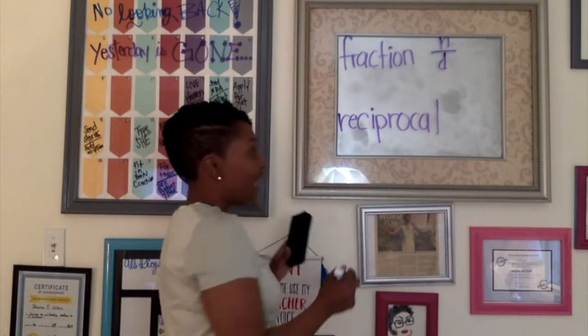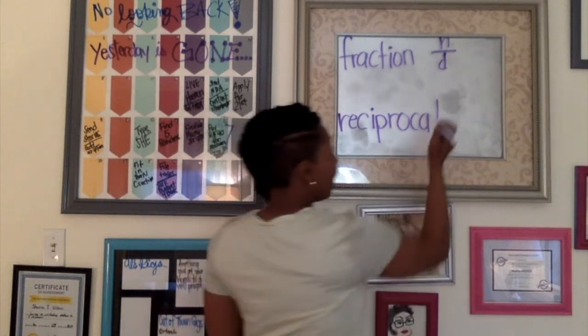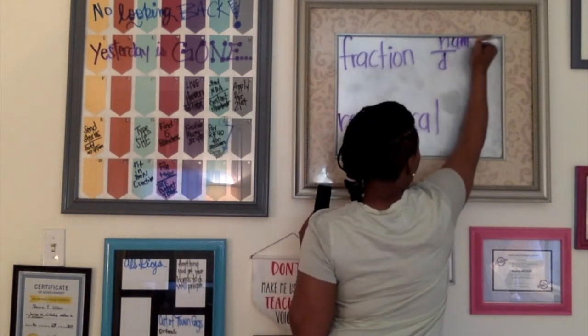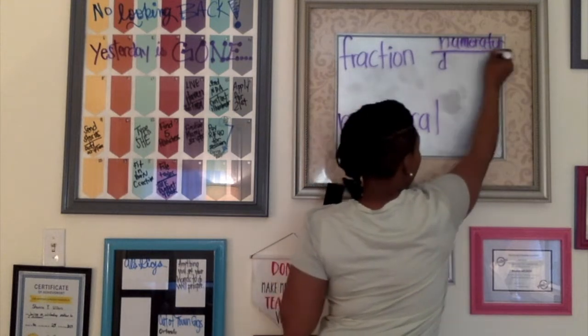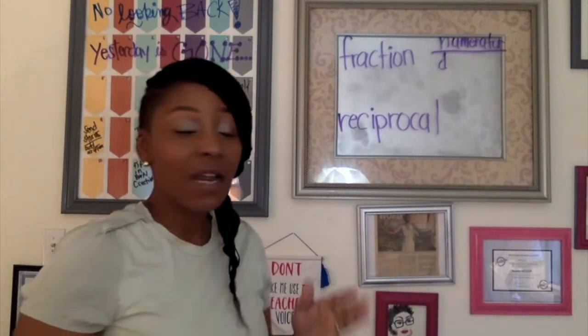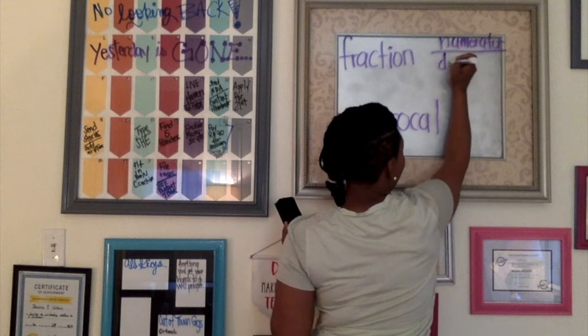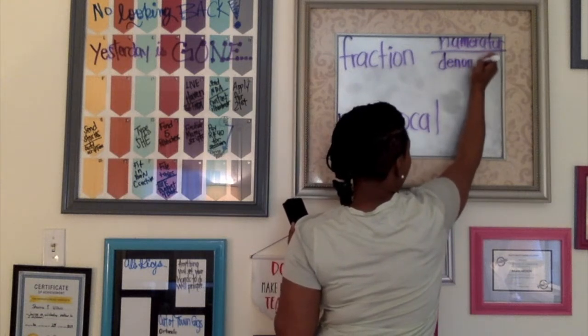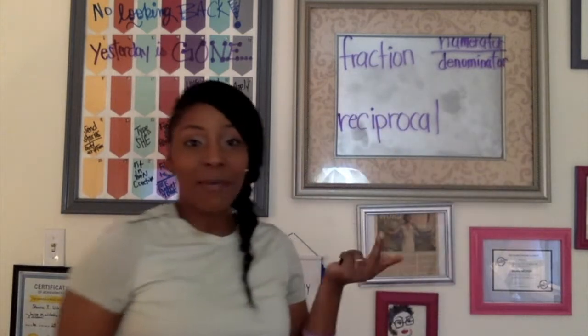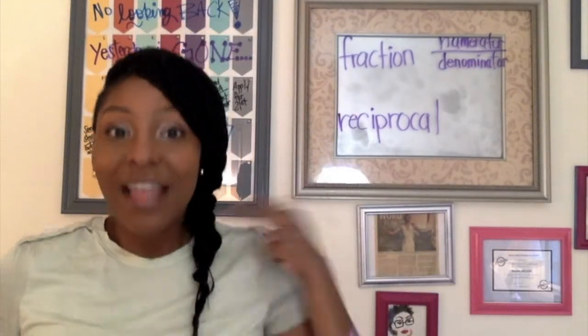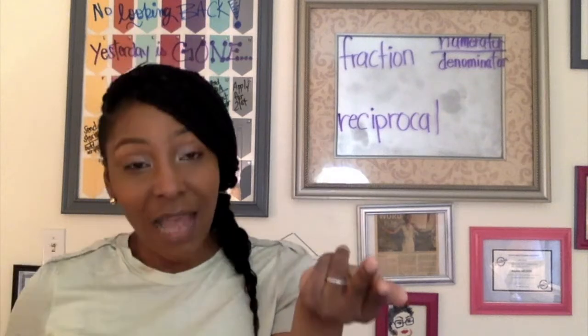On the top of the fraction, we call that a numerator. Can you say that? Numerator. N-U-M-E-R-A-T-O-R. That is the numerator. On the bottom half of our fraction is the denominator. D-E-N-O-M-I-N-A-T-O-R. So on the top of our fraction, it's called a numerator. On the bottom is the denominator. Fractions are a part of the whole. So the top of the fraction is the numerator. The bottom of the fraction is called the denominator.